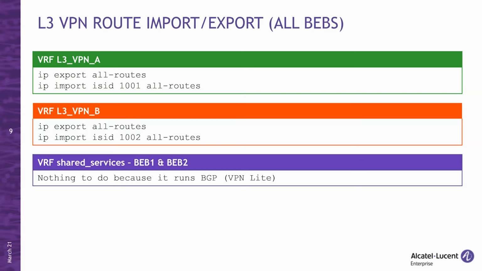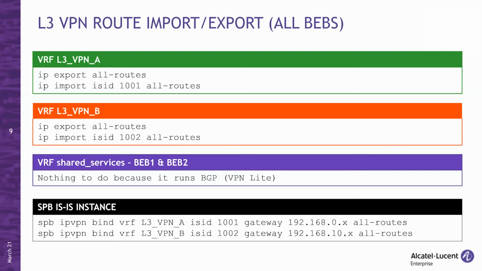I'm adding the shared services VRF, which once again only exists on BEB1 and BEB2, to point out that on this VRF we don't need to do this because this VRF is running a routing protocol, which is BGP. So for this VRF we are using VPN Lite.